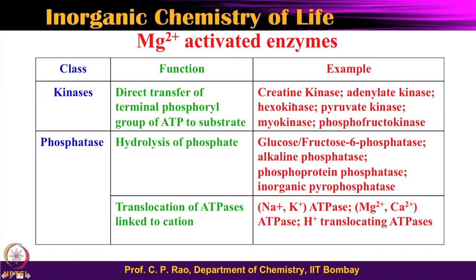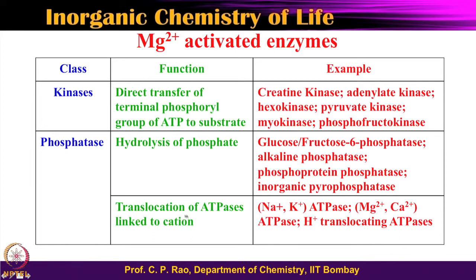So, like creatine kinase, adenylate kinase, etc. The kinases directly transfer the phosphoryl group to the protein. It is also called phosphorylation. Okay. Phosphatase is a hydrolysis. So, you basically bring the phosphate moiety out of this one.